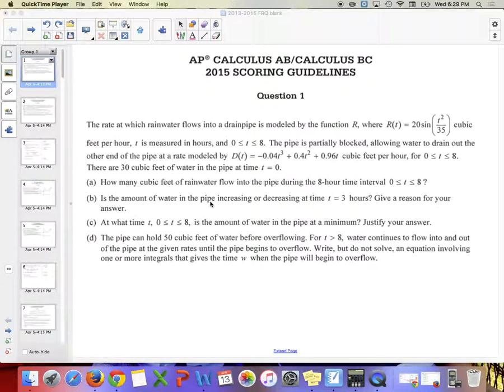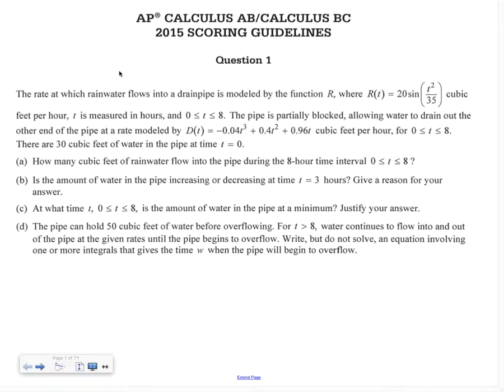In this video, I will be recording the entire 2015 AP Calculus AB exam free response questions. All right, question number 1 says the rate at which rainwater flows into a drain pipe is modeled by the function r, where r of t equals 20 sine of t squared over 35 cubic feet per hour, where t is measured in hours and t is between 0 and 8.